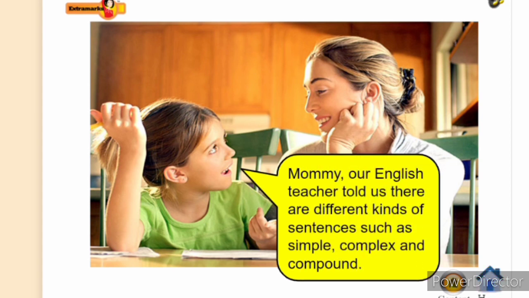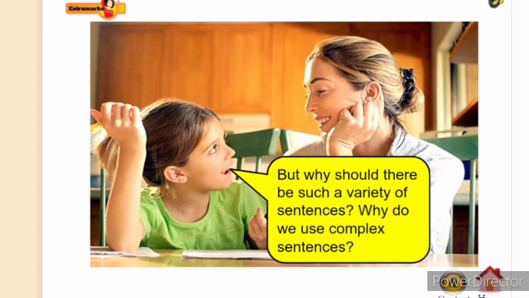Mommy, our English teacher told us there are different kinds of sentences such as simple, complex and compound. But why should there be such a variety of sentences? Why do we use complex sentences?